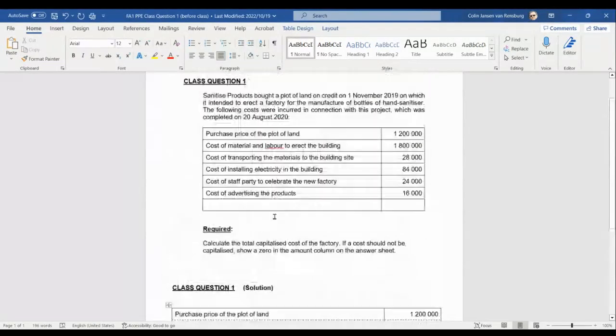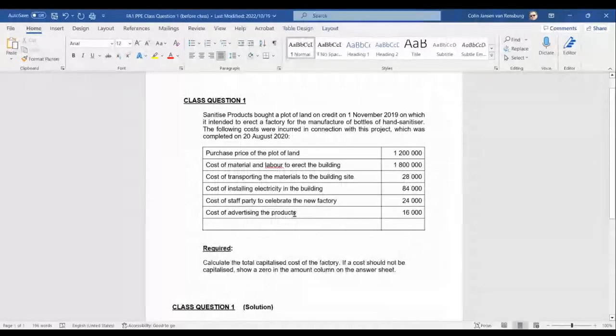Just tongue in cheek, ladies and gentlemen, just for the sake of fun. The reason why I'm doing this is that in the past, some students said, pulling my leg, yes, it's an essential cost. You have to have that party. So let us say you are of the opinion that it is a necessary cost. Then we need to go and ask the two subsequent questions. So this is just tongue in cheek.